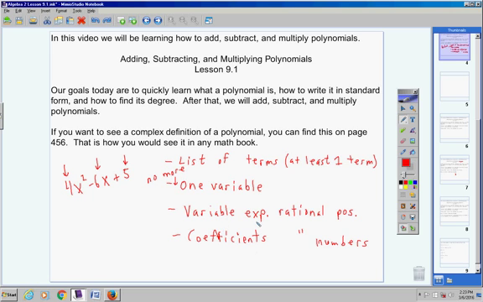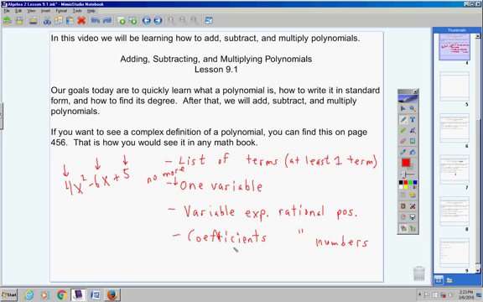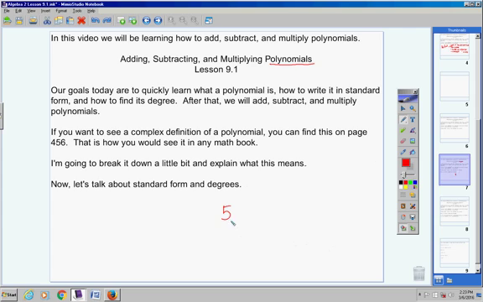Your variable exponents have to be rational and positive. Well, I don't have any variable exponents. Okay? Lastly, your coefficients should be rational numbers. Okay? Rational numbers. Well, that's a rational number.